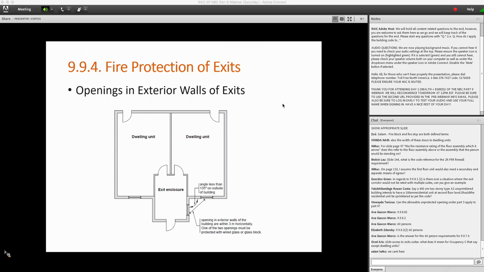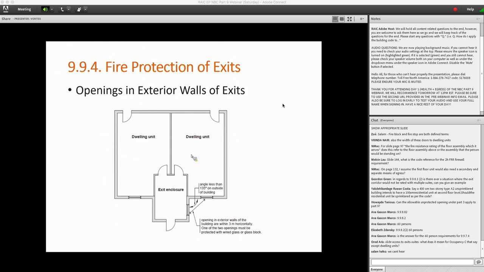99851. So exiting through a lobby. Yeah, so let's take for instance you have a 3-story building and you have 2 exit stairs serving every floor area or every story in the building. One of the exit stairs discharges directly to the exterior. The other exit stair is discharging within the building, through a lobby.